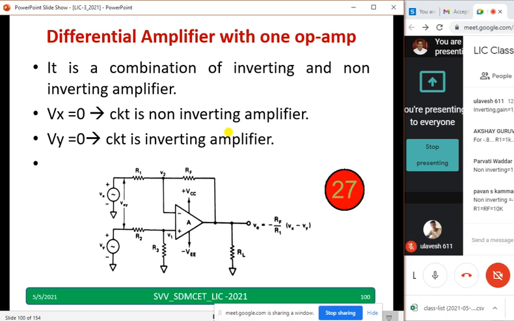R1 equal to R2, RF equal to R3. Just copy down the circuit diagram. Anyway, in the next slide, this circuit is there. Let us go to the next.